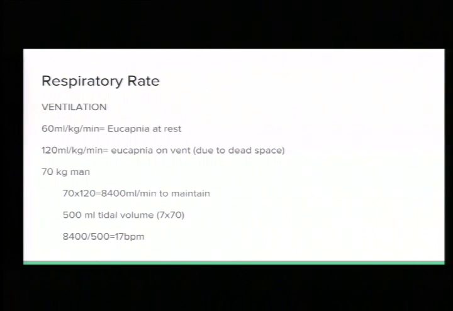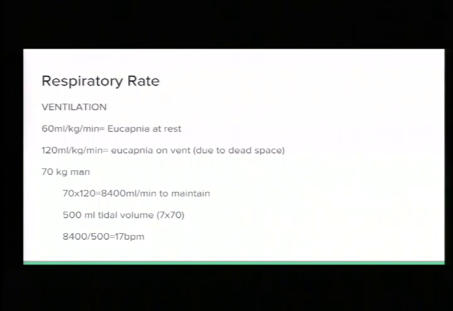And your respiratory rate is all about your ventilation. So you and I sitting here use 60 milliliters per kilogram per minute. If we're resting, not talking, not moving, sitting, that gets us eucapnia. When you put them on a vent, and you look at that vent sitting up there, all that tubing, that endotracheal tube, all that's dead space. So they essentially need twice the volume when you're on a ventilator. All that space doesn't get a gas exchange in it. So then they go up to 120 mLs per kilo per minute.